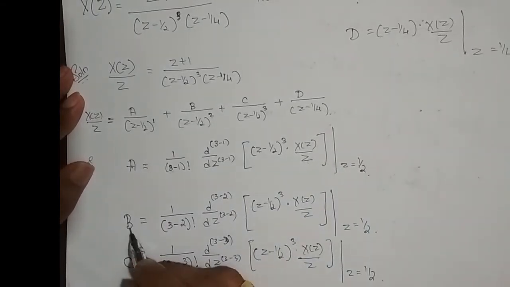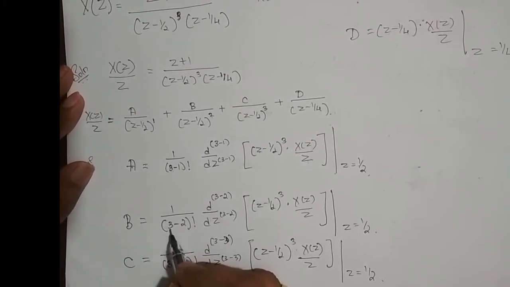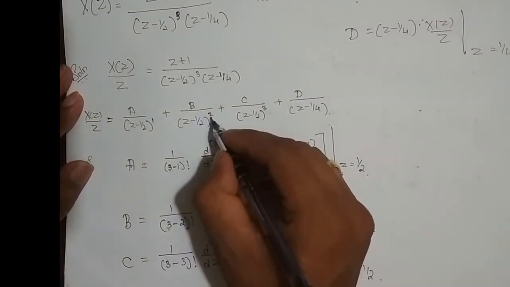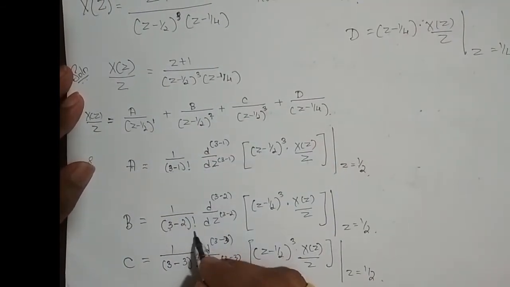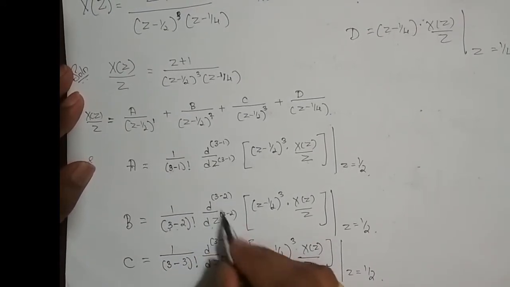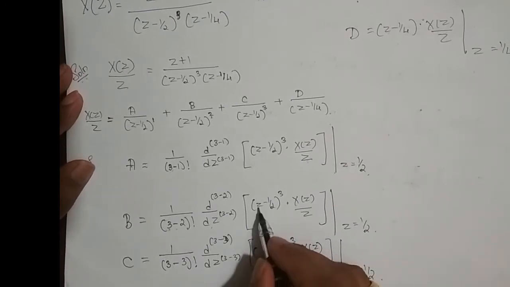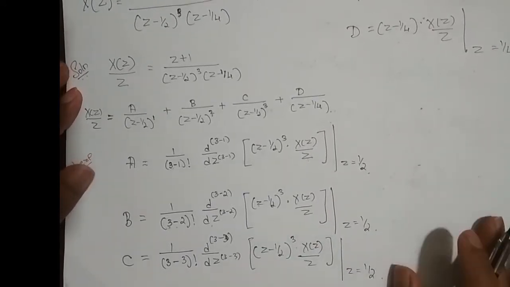So b is nothing but 1 divided by 3. Again, why did I put 3? Because 3 times the roots are repeating, right? 3 minus the power of b's term, which is 2 factorial, d by dz of the same, this value I have to put here, that many times I need to differentiate it, and this remains the same, at z is equal to, again for z equal to 1 by 2, this goes to 0.